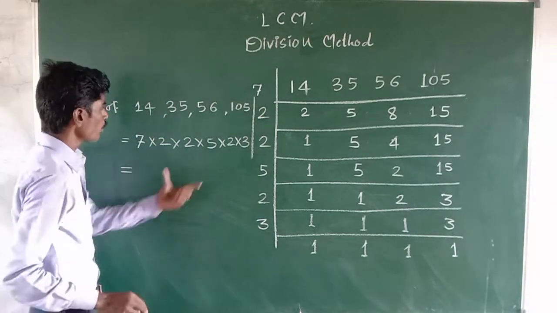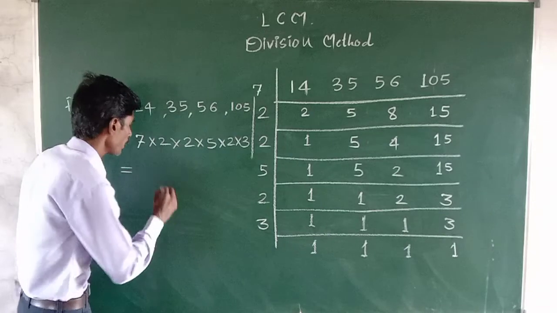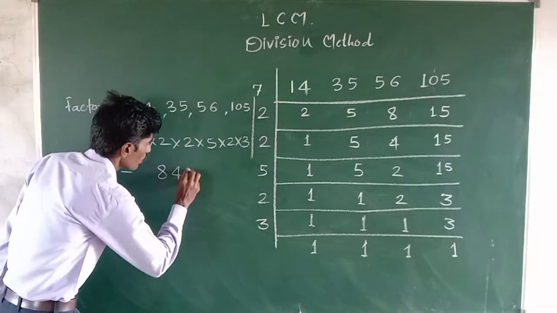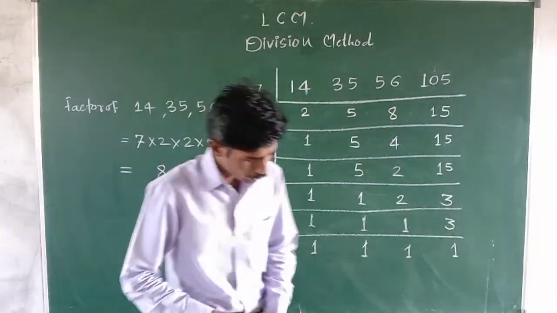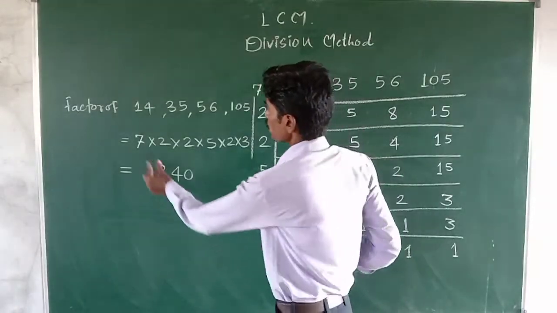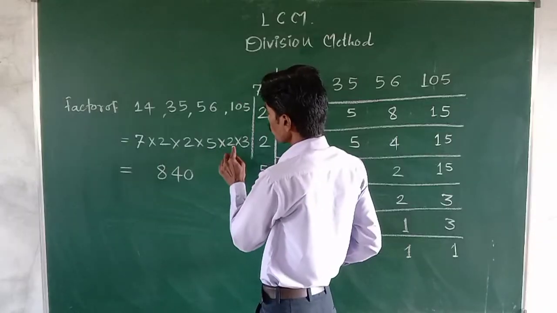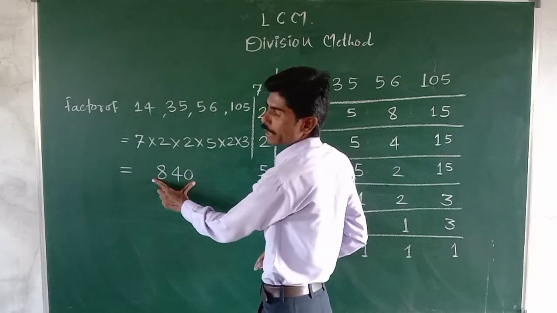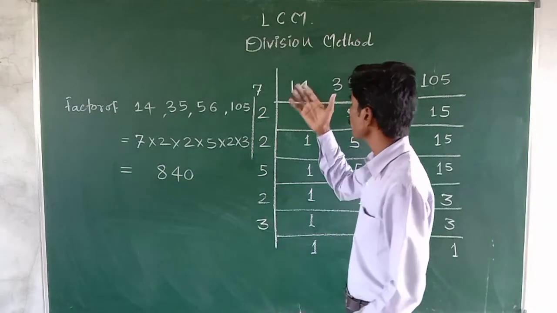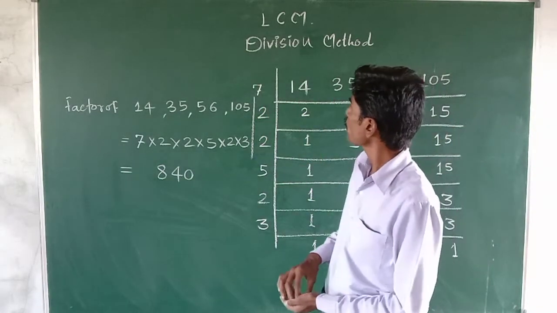Now the multiplication of these numbers is 840. So 7 into 2 into 2 into 5 into 2 into 3, the result will be 840. So this is the way to find out the LCM by division method.